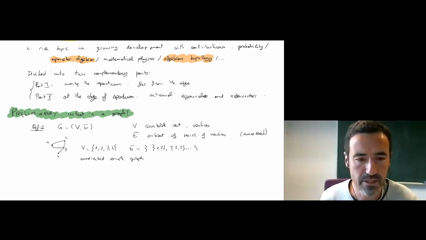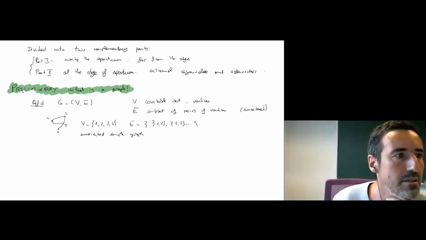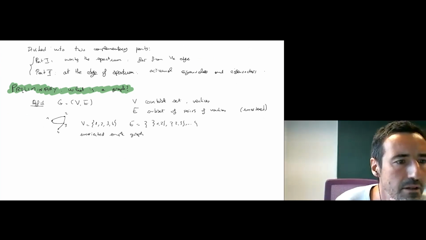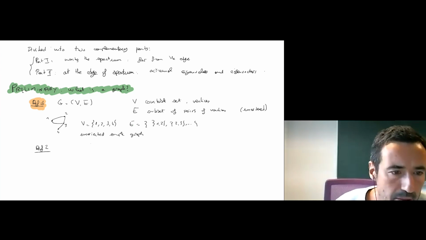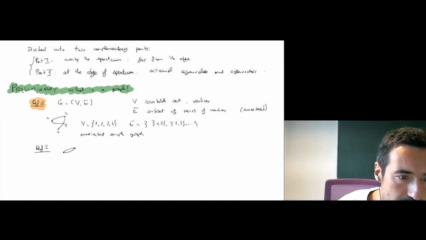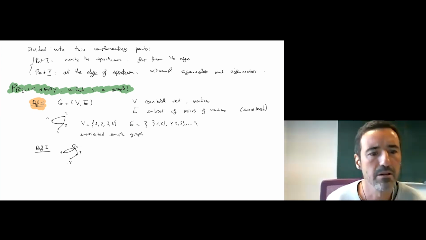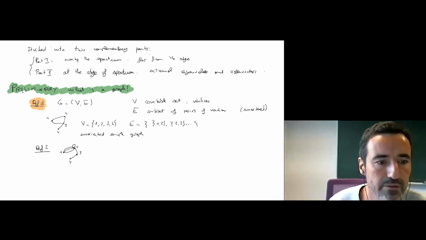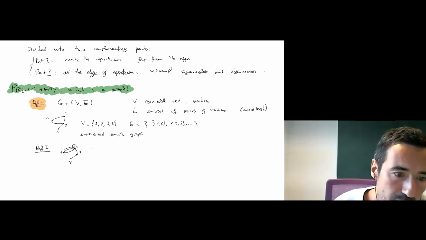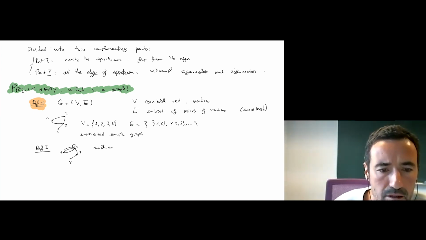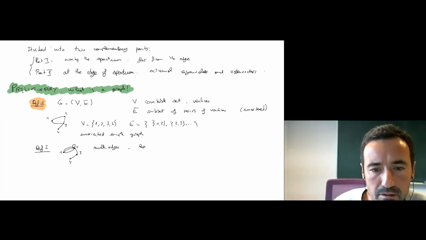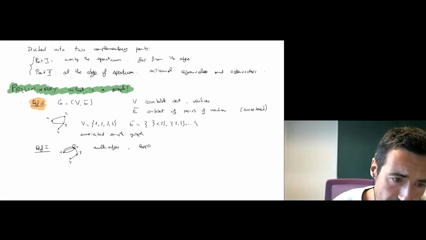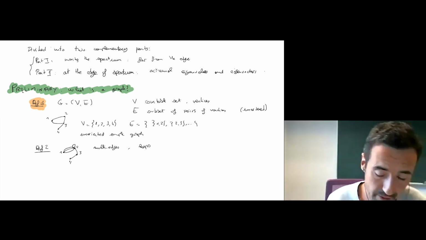So what does this adjective simple refer to? Sometimes we would like something like this to also be a graph. Why is it not a graph according to the first definition? It is because you have multiple edges, meaning that here you have three edges from 1 to 2, and you have loops. Here you have a loop at 2. A loop is simply an edge which goes from a vertex to the very same vertex.